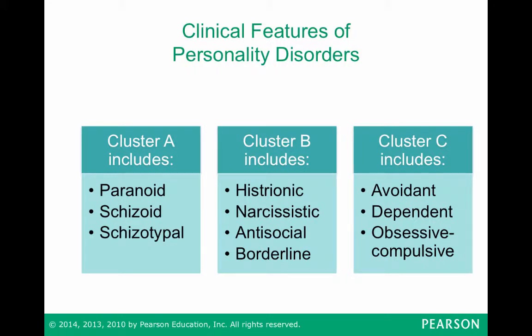Now, I want you to really pay attention when you study and kind of get these straight in your head. We have three different clusters of personality disorders. We've got cluster A, which includes paranoid, schizoid, and schizotypal. We've got cluster B, which includes histrionic, narcissistic, antisocial, and borderline. And cluster C, which includes avoidant, dependent, and obsessive compulsive. And you will need to know which cluster each one falls under for your exam.